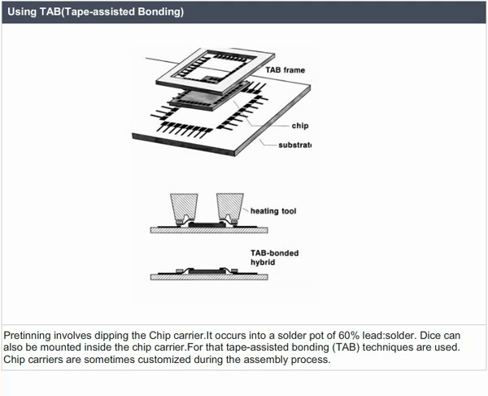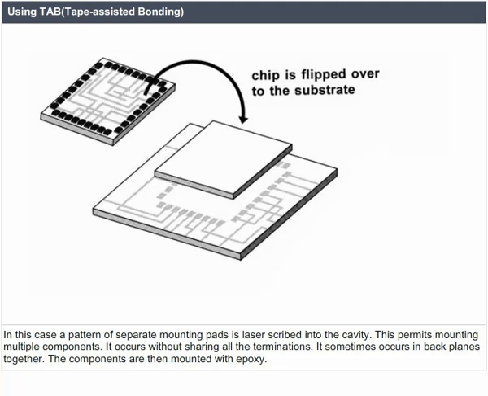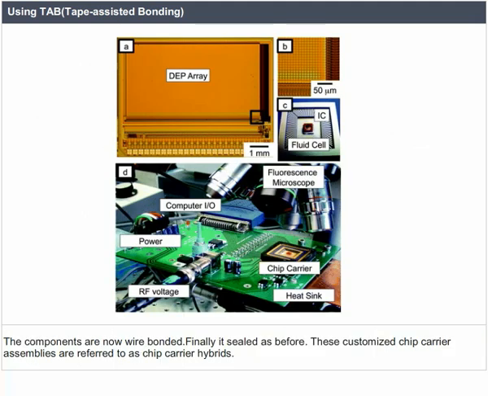Chip carriers are sometimes customized during the assembly process. In this case, a pattern of separate mounting pads is laser scribed into the cavity. This permits mounting multiple components without sharing all the terminations. The components are then mounted with epoxy. The components are now wire bonded. Finally, it's sealed as before. These customized chip carrier assemblies are referred to as chip carrier hybrids.